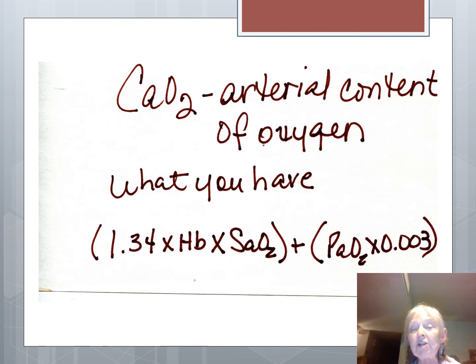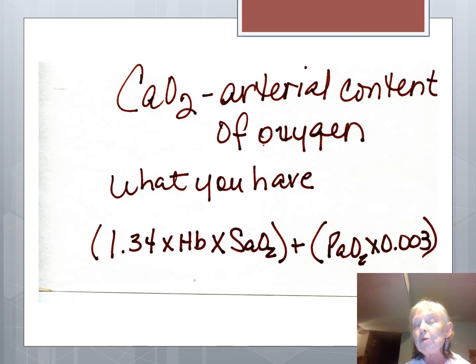Little AO2 is the arterial content of oxygen. This is what you have at this particular point. This is what you're going to be sending out. You can only send out what's been diffused across the AC membrane. In this case, the formula is basically the same formula, but in the place of the S big AO2 we're going to have the small s little AO2.